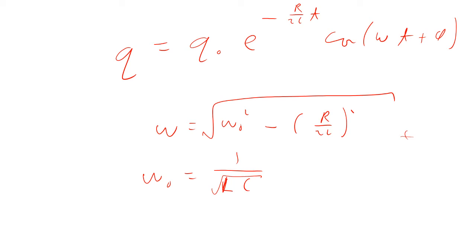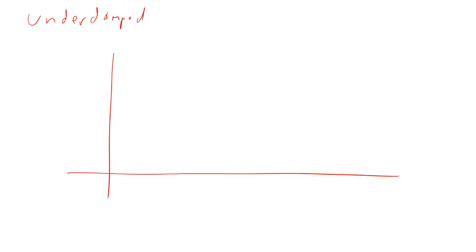We have a sinusoidal or cosine type function, and as time gets bigger and bigger, because r is small, it's not much of an effect, but as time gets very big, we have decay. We call this underdamped. In an underdamped situation, you gradually get less and less, so your circuit oscillates, but it gradually winds down.